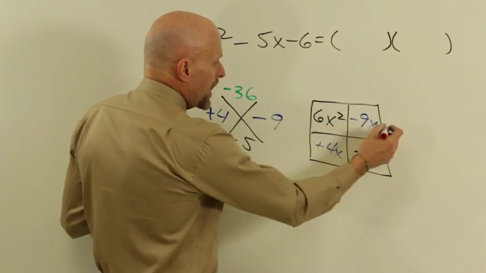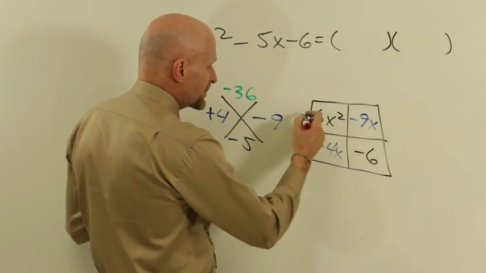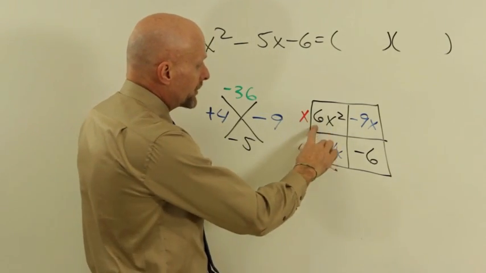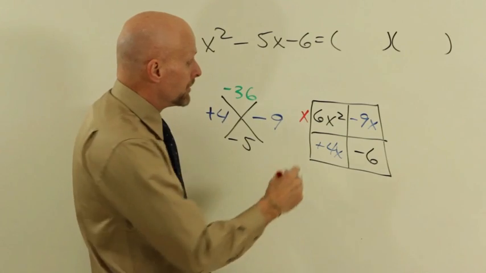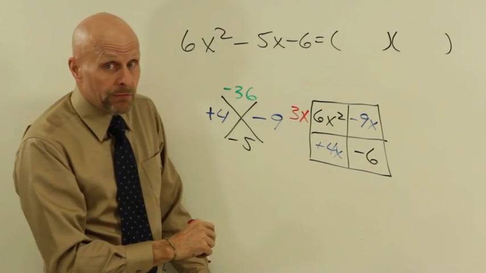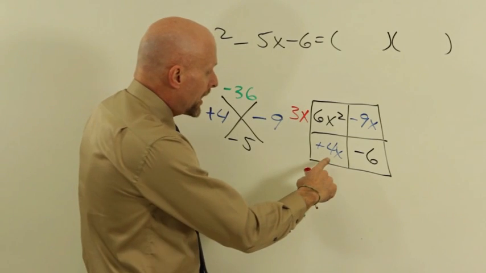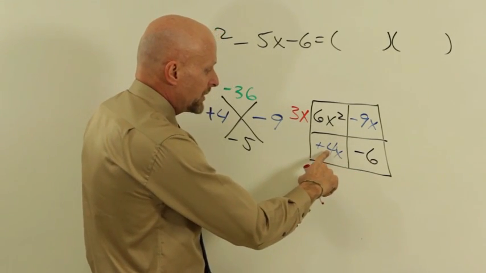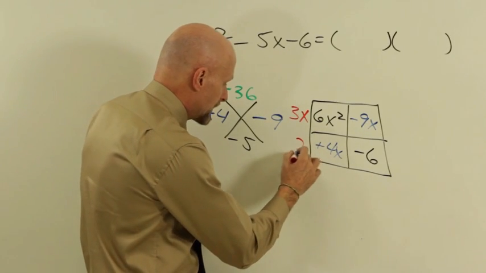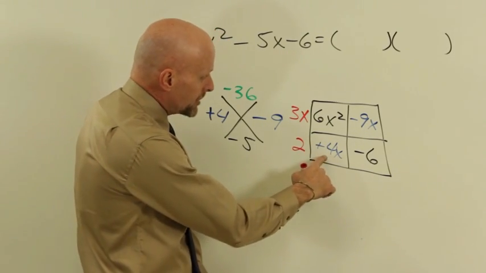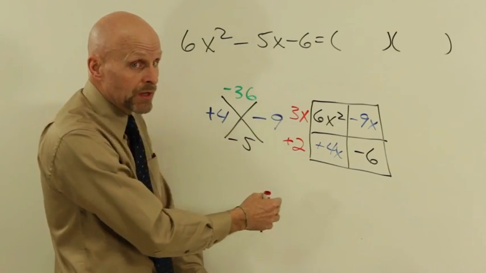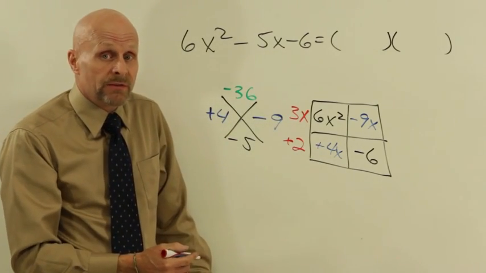Well, if I look at this top row, I notice that both of those have x's in them. So I pull an x out as a factor. I notice that 6 and 9 are both divisible by 3. Since my lead term is positive, so is that 3. On the bottom, I don't have common x's, but I do see that 2 will go into 4 and 2 will go into 6. So I pull out a 2. Since my lead term is positive, so is that 2. I now know one of my binomials. And once you know one, the other one's not hard to figure out.